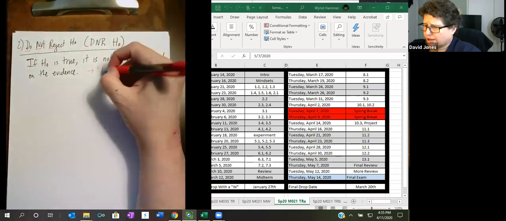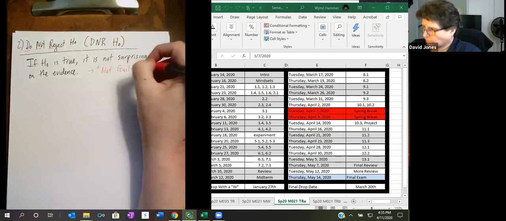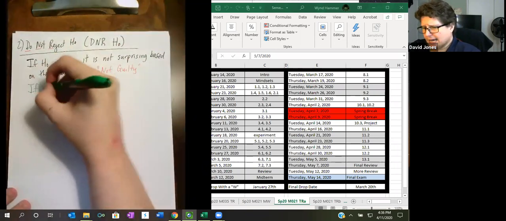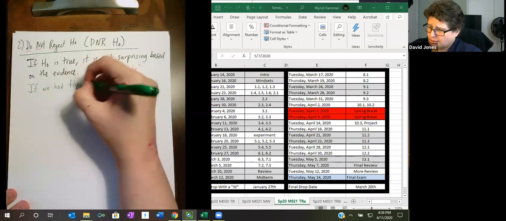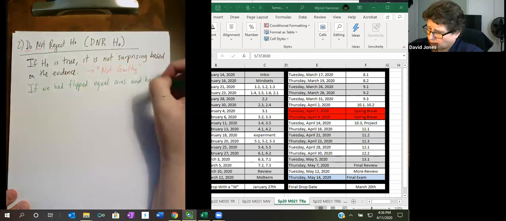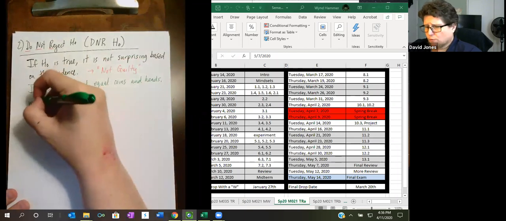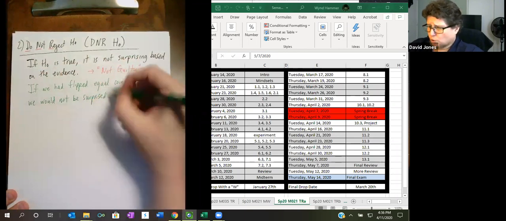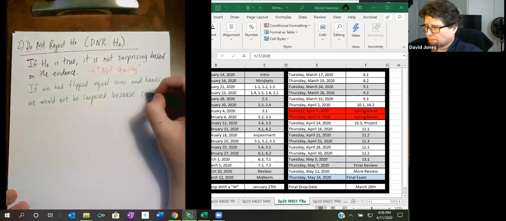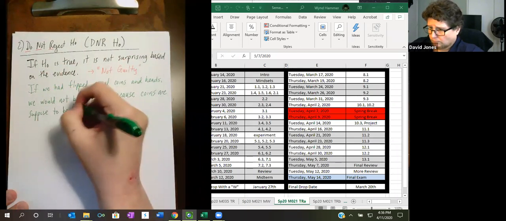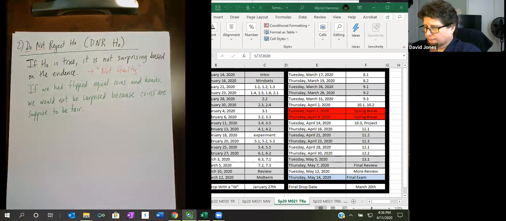This is the idea of being found not guilty. If we had flipped equal coins and heads, we would not be surprised because coins are supposed to be fair.